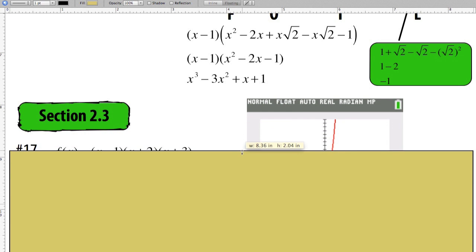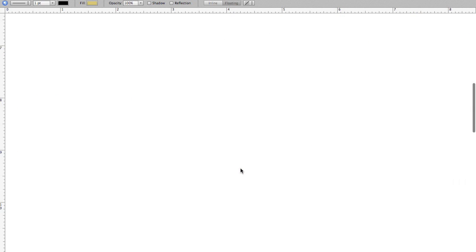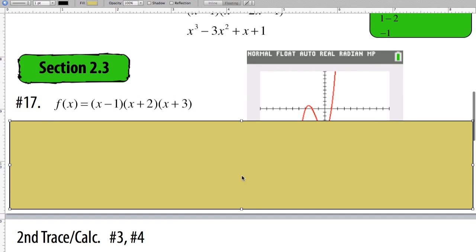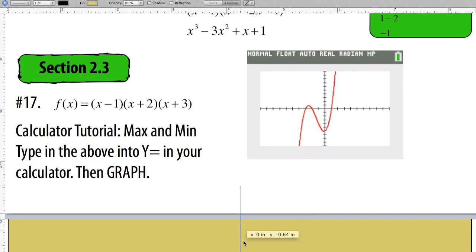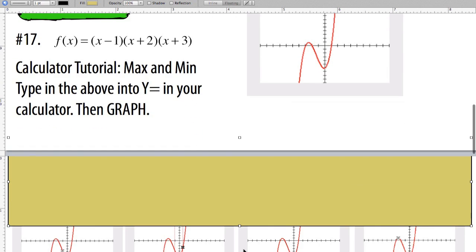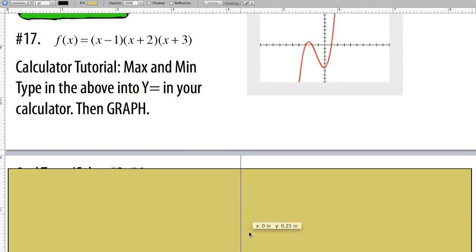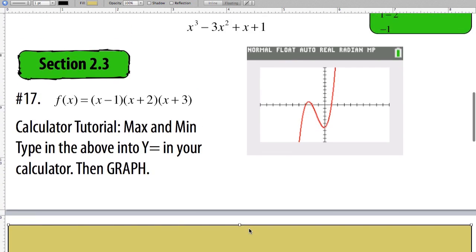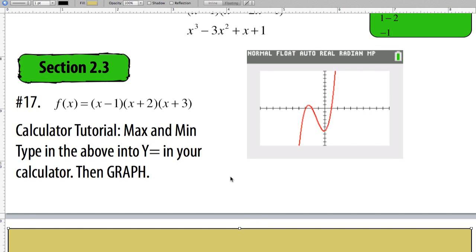Okay, so let's talk about a couple of new things. What we're going to do is I'm going to give you a little tutorial on maxes and mins and lots of other stuff with the calculator. Now, we're not always going to use the calculator for certain things, but there are things that we can't do accurately other than using a calculator.